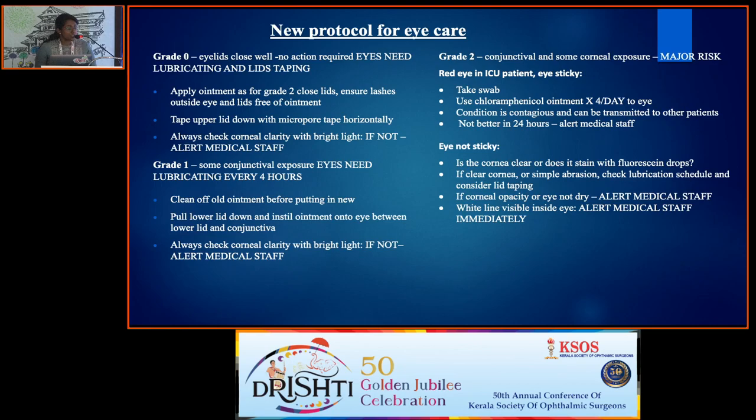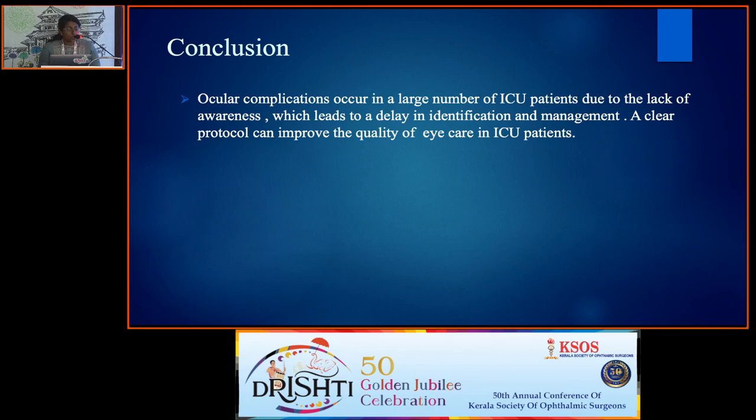Now, here's the conclusion. Ocular complications can occur in a large number of ICU patients due to a lack of awareness, which leads to a delay in the identification and management. A clear protocol can improve the quality of eye care in these patients. Here are the references. Thank you.